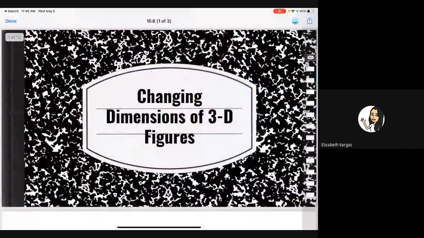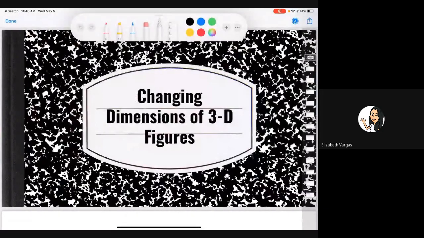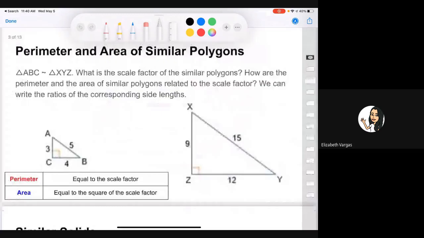Okay, so changing dimensions of 3D figures. Basically, we're going to look at what happens to different characteristics of our 3D figures if we change dimensions, okay? So first one, we're going to look at this, and this has to do with perimeter and area.